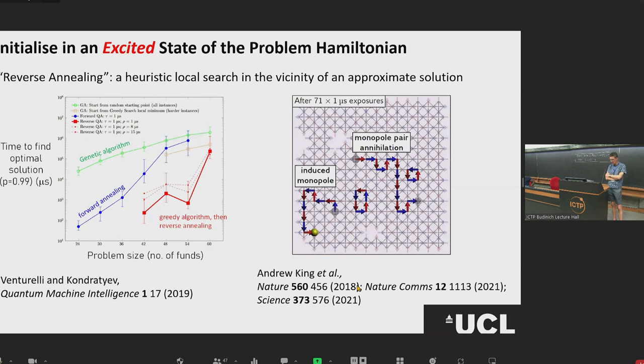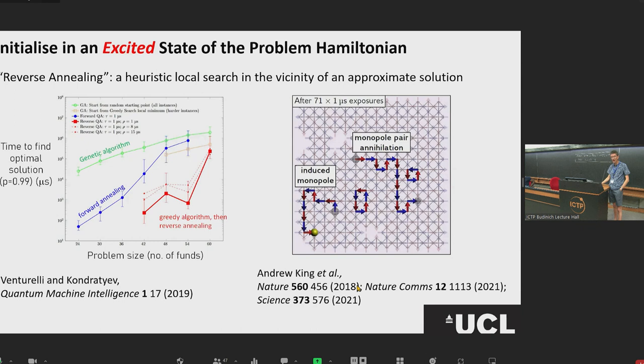Here's some data from a collaboration between NASA and Standard Chartered, where the red data shows a combination of a greedy algorithm and a forward anneal, and then reverse annealing to do a local exploration of states near the final solution. And they see some improvement in the performance. And on the right-hand side, there's been a lot of work recently from Andrew King and collaborators in quantum simulation using reverse quantum annealing. And here's an example of a talk that I heard in Telluride last week where Andrew King and colleagues were talking about using reverse annealing for studying magnetic monopoles.